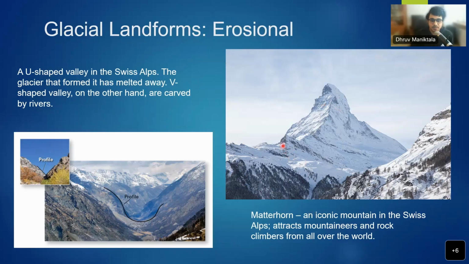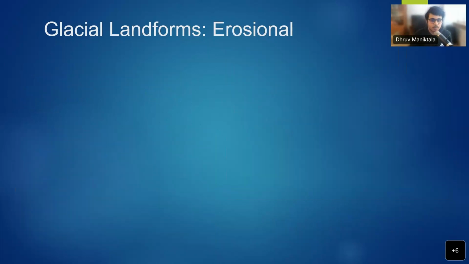And as I mentioned before, this is a horn, which is formed by three or more adjacent cirque glaciers eroding away the nearby areas and just leaving this one peak. And you can see these ridges next to it. These are arêtes, which I told you about before.